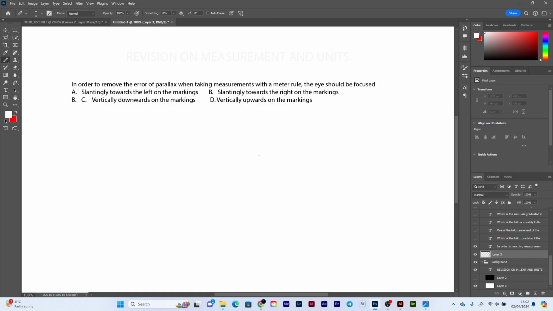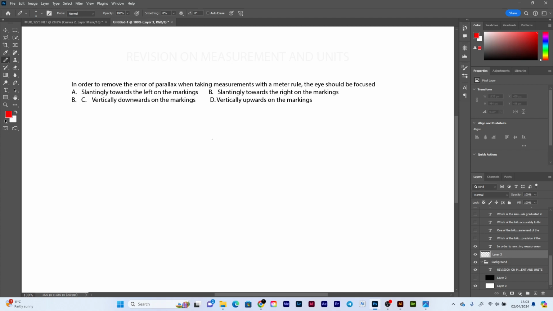Now, this is the first question here. The question states that in order to remove the error of parallax when taking measurement with a meter rule, the eye should be focused. Now, what is error due to parallax? That's the first thing you need to understand. Error due to parallax is when you are trying to measure something and you are looking at it slantly. When you look at it slantly, something that is in between will seem like it is on a particular number. Are you getting it? Why? Because you are looking at it slantly.